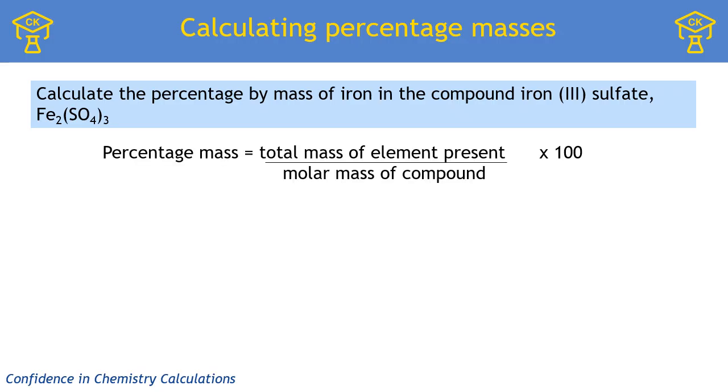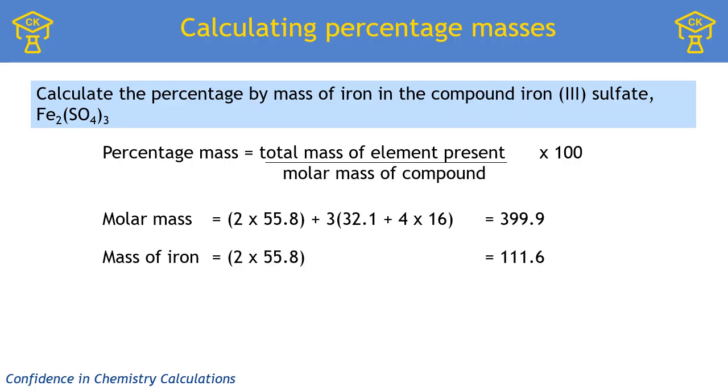So the percentage mass is just going to be the mass of the element. In this question we're asked to find the percentage mass of iron, divided by the molar mass, so the whole RFM, Mr, whatever you want to call it, of Fe2(SO4)3, and then to make it a percentage we multiply by 100. So my molar mass, my whole mass of Fe2(SO4)3 is just the same way that we've done before for working out RFMs, and it works out as 399.9.